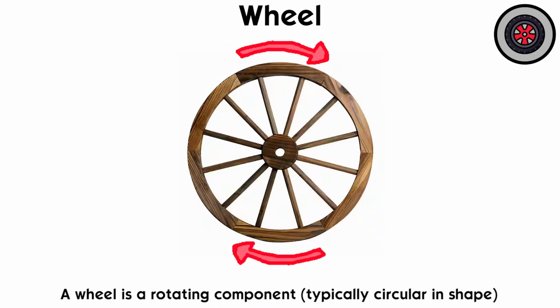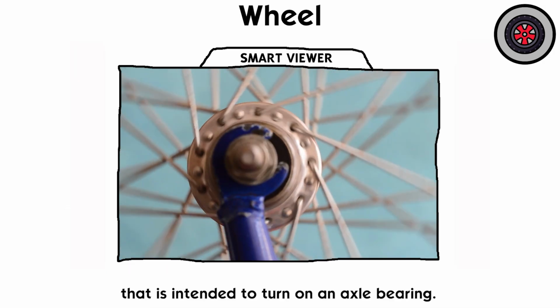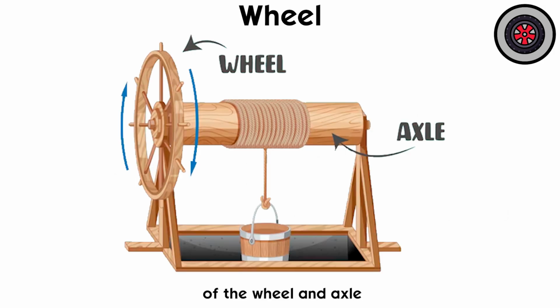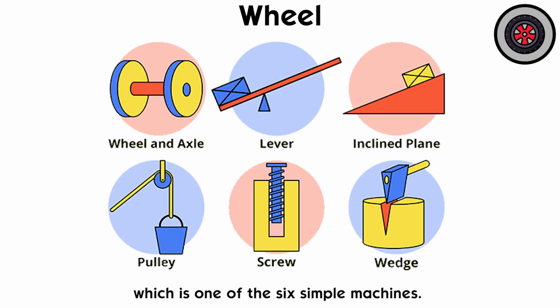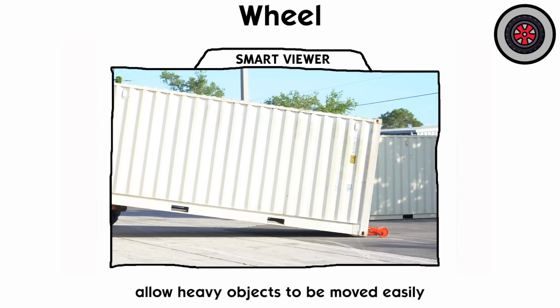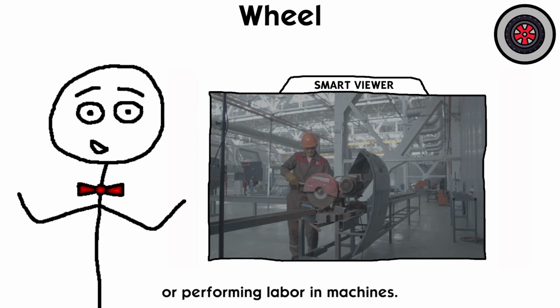Wheel. A wheel is a rotating component, typically circular in shape, that is intended to turn on an axle bearing. The wheel is one of the key components of the wheel and axle, which is one of the 6 simple machines. Wheels, in conjunction with axles, allow heavy objects to be moved easily, facilitating movement or transportation while supporting a load or performing labor in machines.